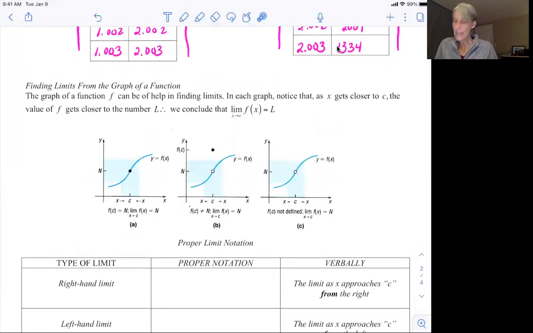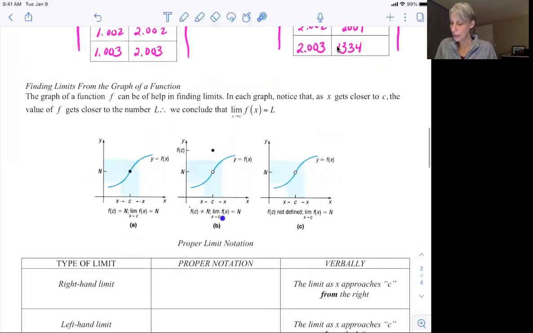In this next example, in example B, the limit as x approaches c. So as I plug in numbers that get close to c, notice on your graph, your y values are getting close to n, but your function value is somewhere else. We still get a limit. This has a limit.